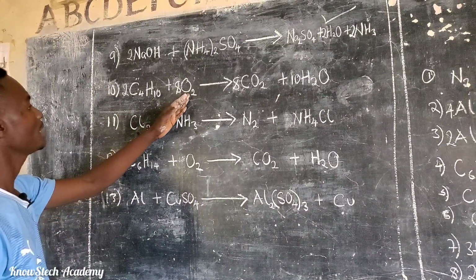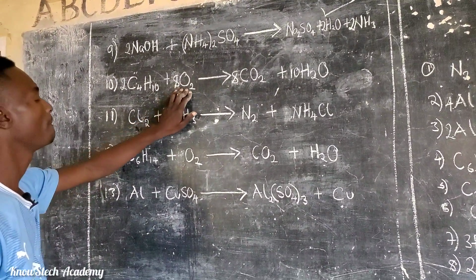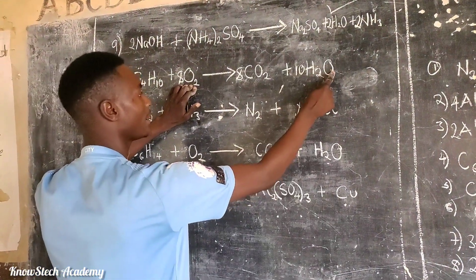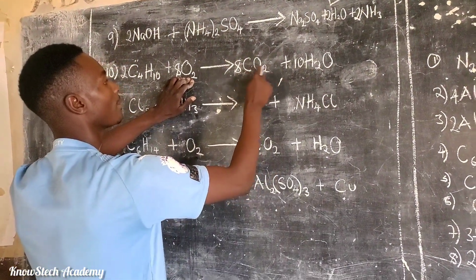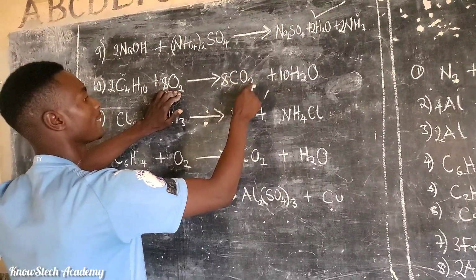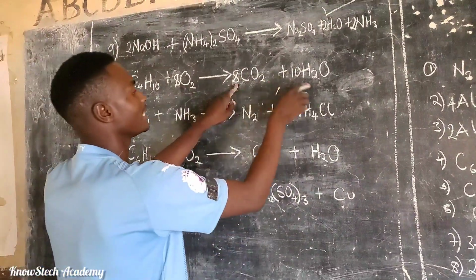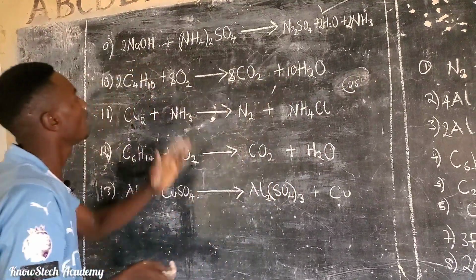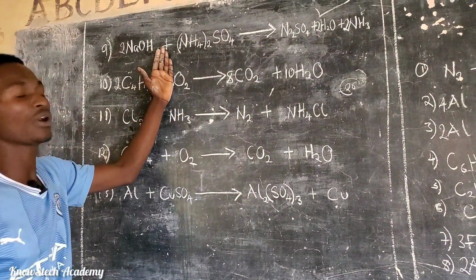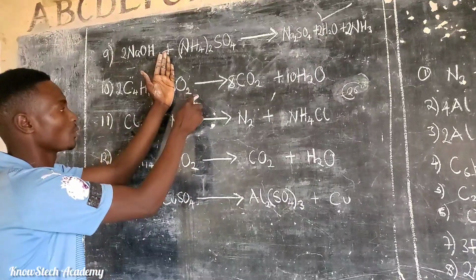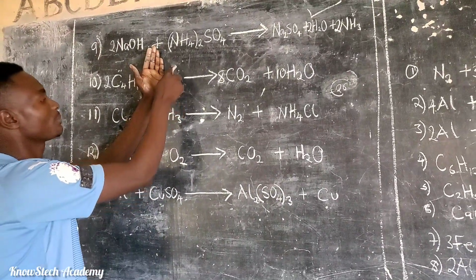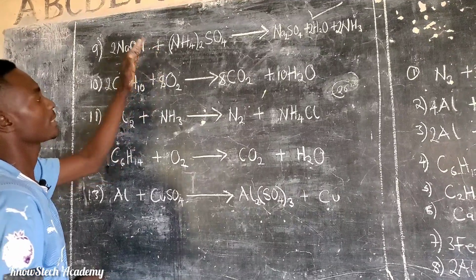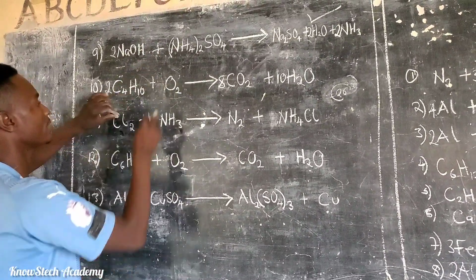Next is oxygen. This side you have 16. This side you have 10 plus 16. What is 10 plus 16? 26. So this side we have 26. Now, what number can we put in front of oxygen? O2, we already have a 2. Which number can you multiply by 2 to give us 26? 13, right? So 13.